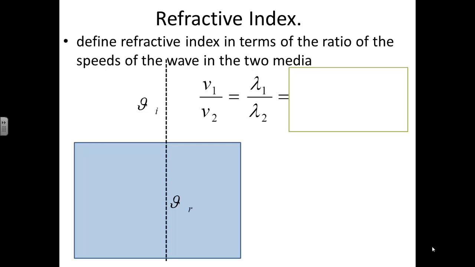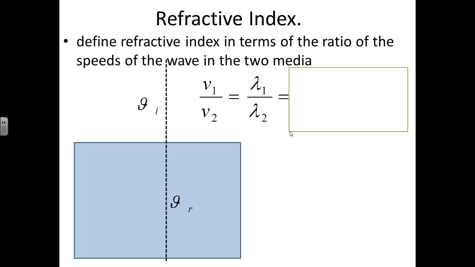What you have to know is that the ratio of the velocities and the ratio of the wavelengths will give you the ratio of the refractive indices of the two different media. This number 1 is referring to the first media. This number 2 is referring to the second media. So this will give us an equation.